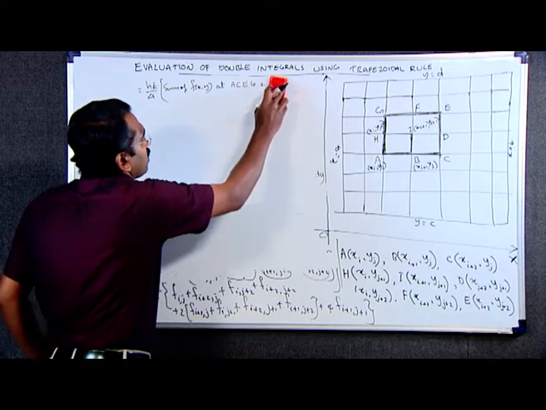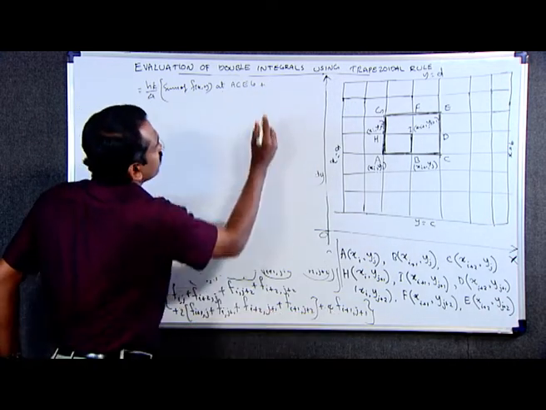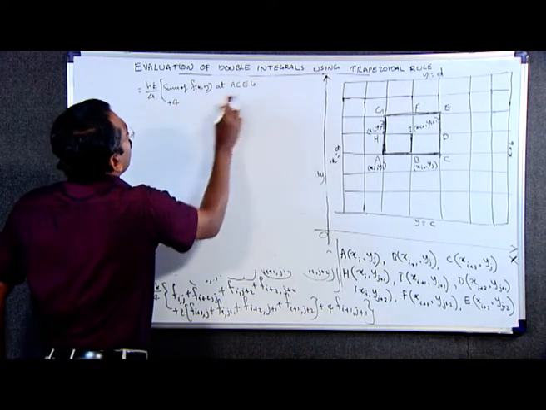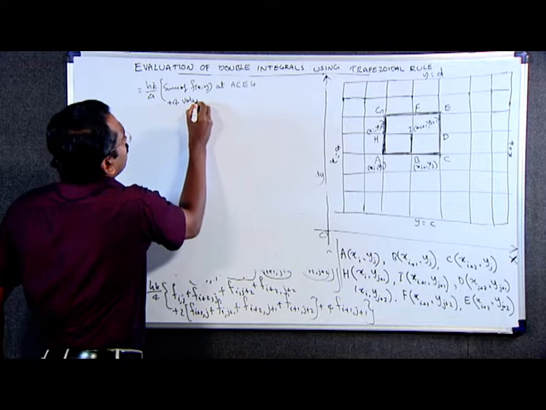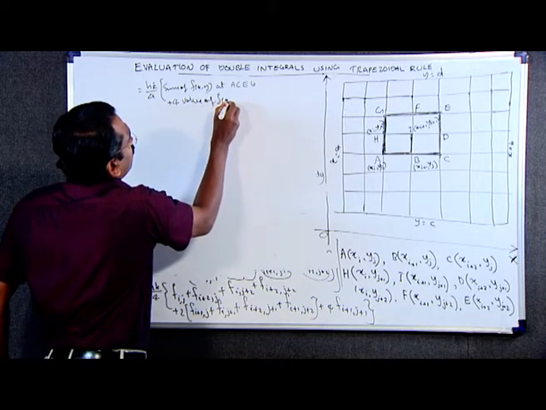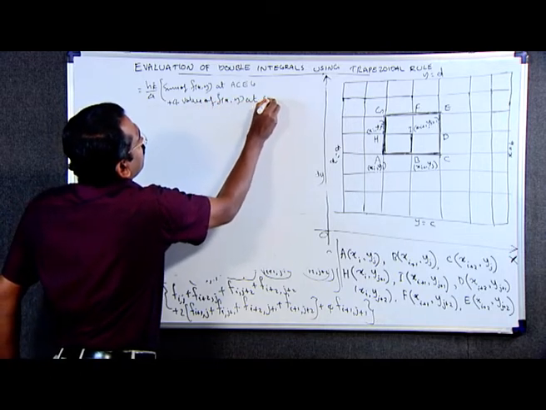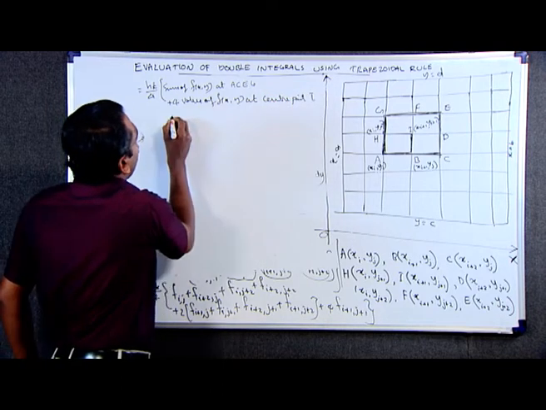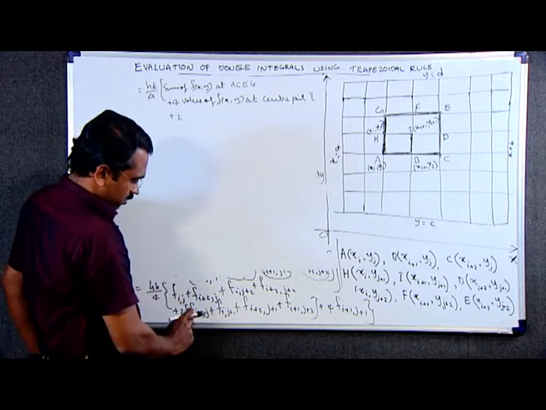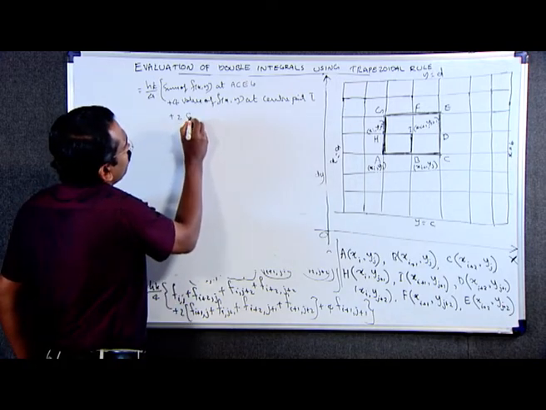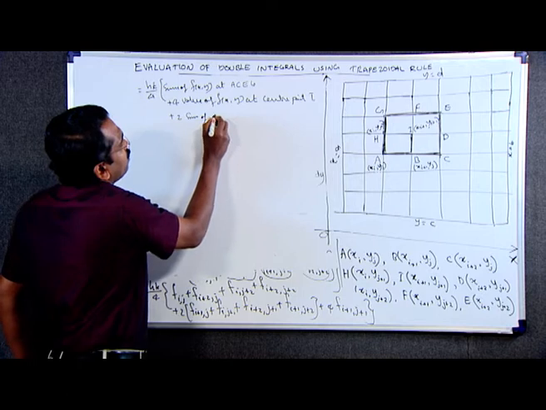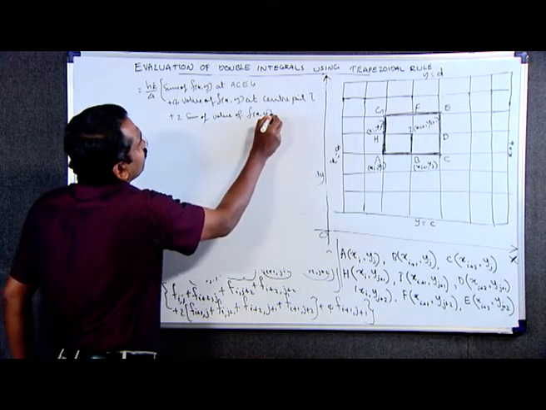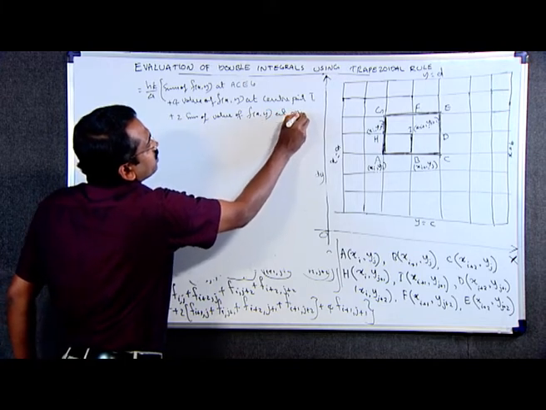Therefore, we write this first, that is plus 4 into value of the function at the center point I, and 2 into sum of the value of the function f of x y at the remaining points.